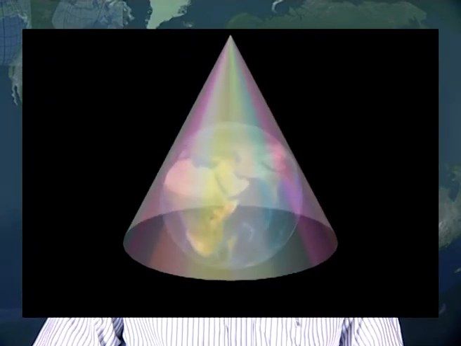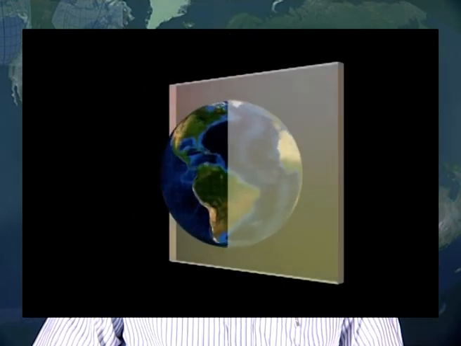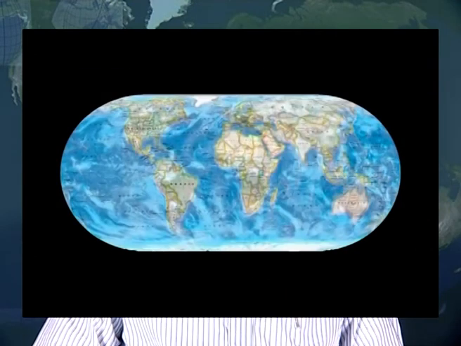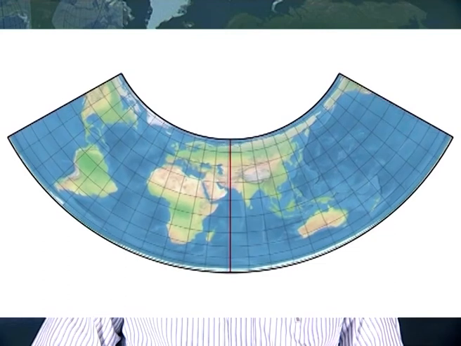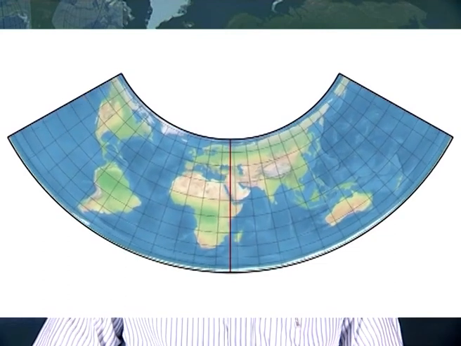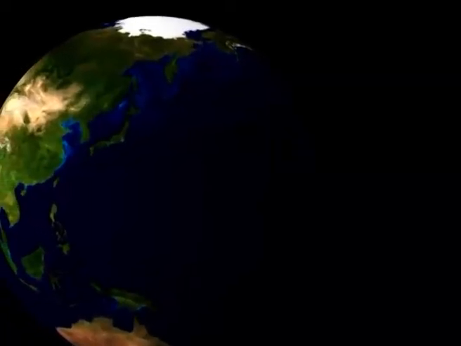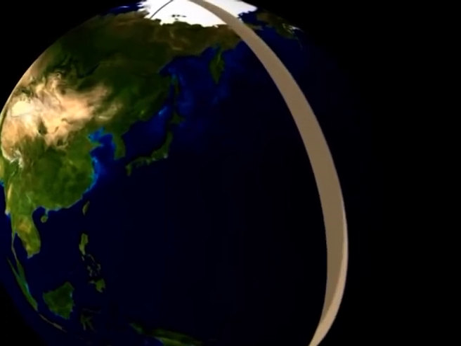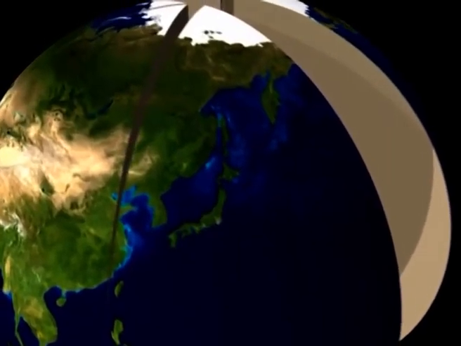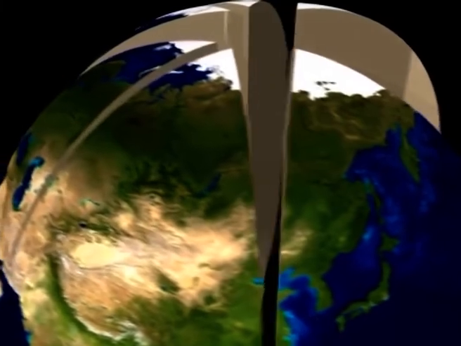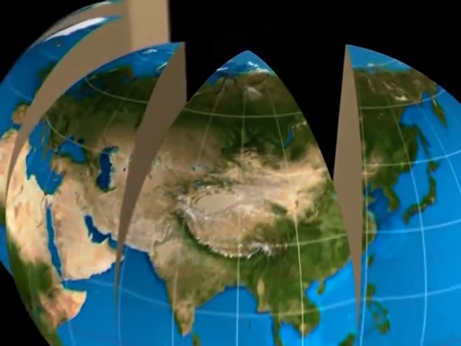Conclusion. A map projection is used to portray all or part of the round earth on a flat surface. This cannot be done without some distortion. Every projection has its own set of advantages and disadvantages. There is no best projection. The map maker must select the one best suited to the needs, reducing distortion of the most important features.